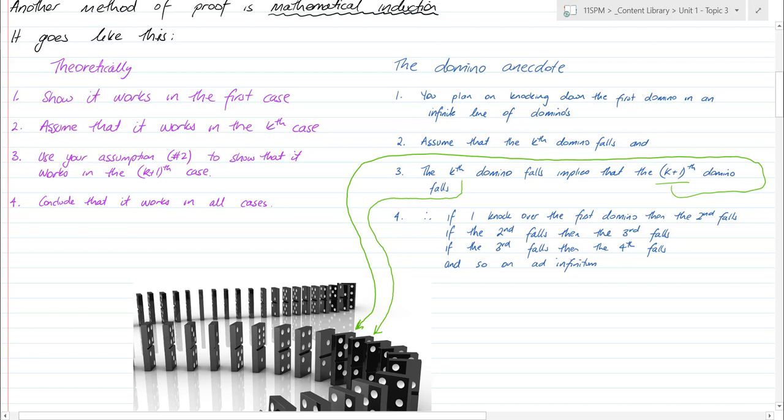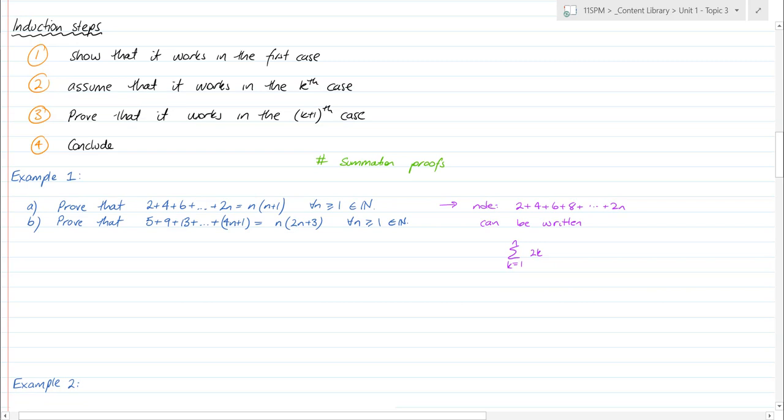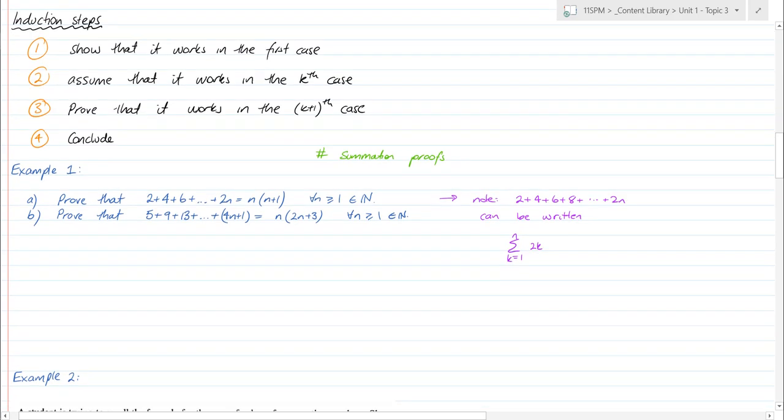All right, I'm going to shoot down here. Okay, so there's the induction steps. That's pretty much just a summary of the purple ones. And here are some proofs. And just remember, I'm only doing summation proofs with you. So you don't have to worry about any of the other ones in the textbook for your exam coming up.